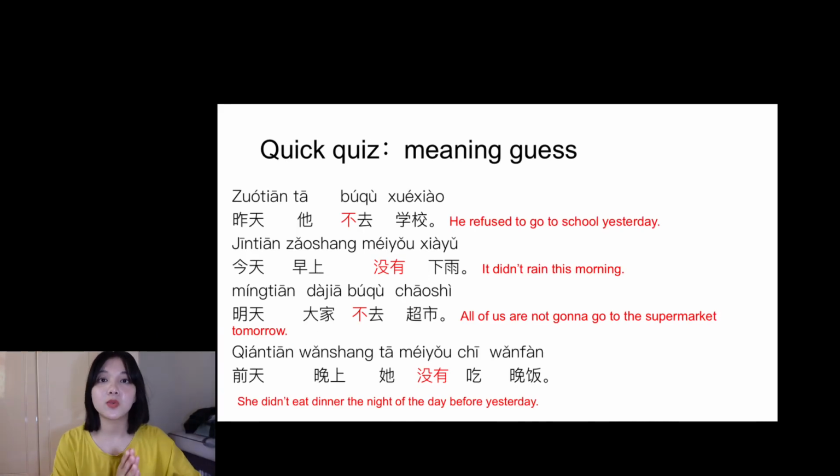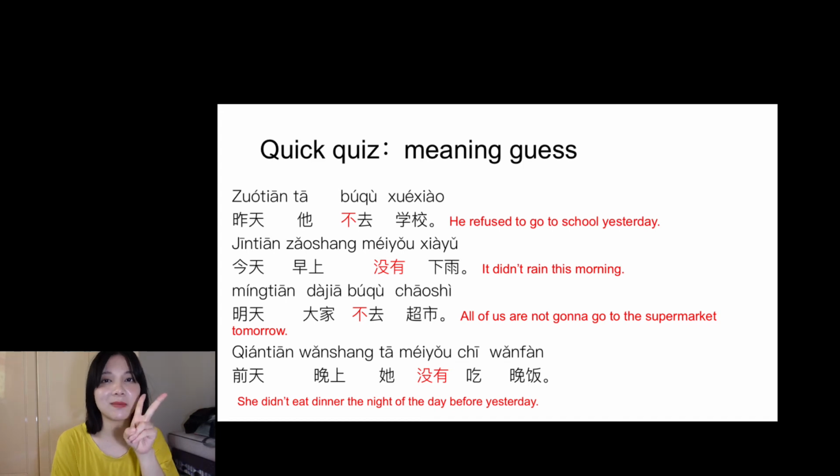When we say 昨天他不去学校，昨天 is yesterday, and 不去, when we use 不 then add a verb to describe something in the past, it shows the subject's intention. So in this part, 他不去学校，不去 not go. So it's his intention. Like yesterday, it's his intention that not go to school. We can translate this one as he refused to go to school yesterday.